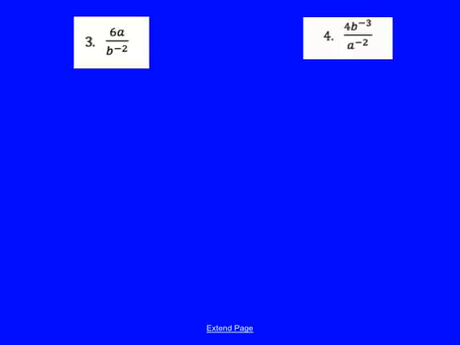The 6 stays. I don't see any coefficient with it. The a is fine. A to the positive 1 here, I'm leaving it alone. The only one I have to move is this b to the negative 2. It looks sad down there, so I don't need the negative. That's a 2. Done.